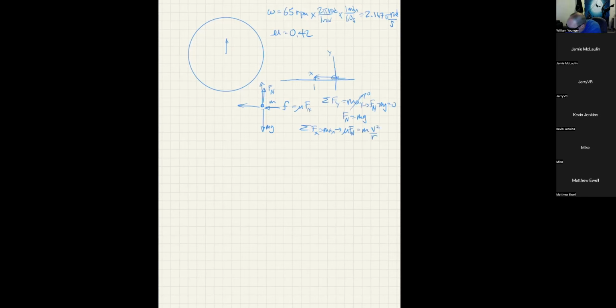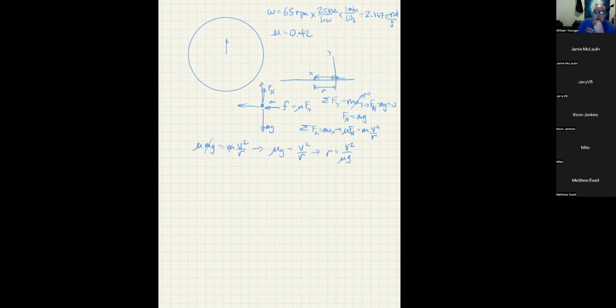So r would be this distance here. So I can now say mu times m times g is equal to m times v squared over r. The m's cancel out. And basically they're wanting to know r. So what I can say is mu g is equal to v squared over r, which implies r is equal to v squared over mu times g.